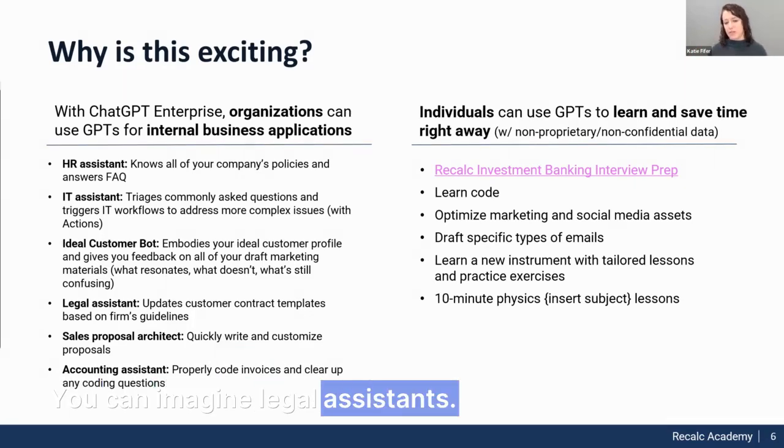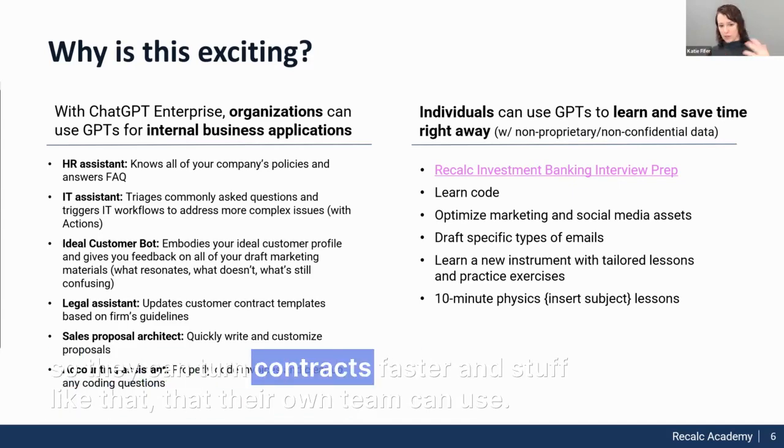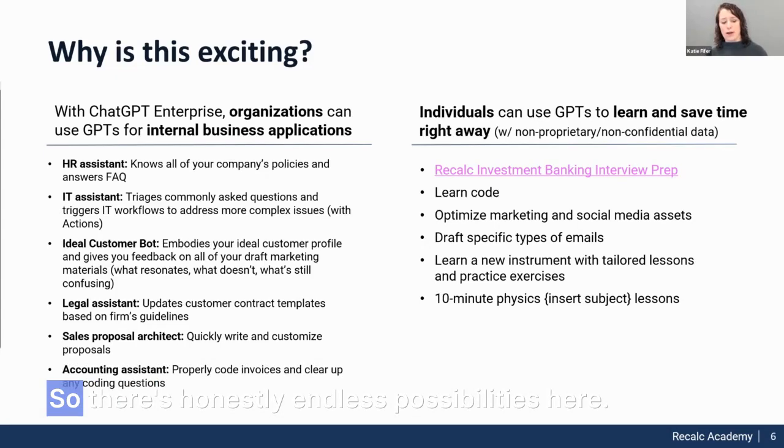You could imagine legal assistants. My impression is OpenAI even has their own legal assistant internally, so they can turn contracts faster and stuff like that, that their own team can use. So there's honestly endless possibilities here.